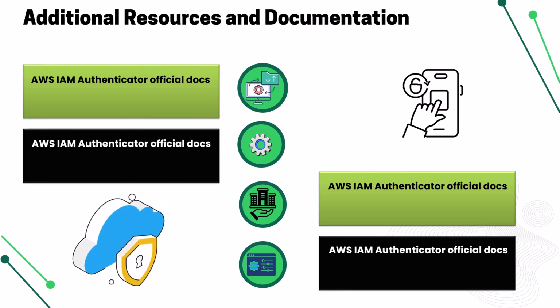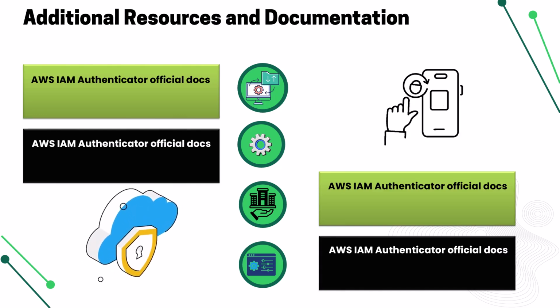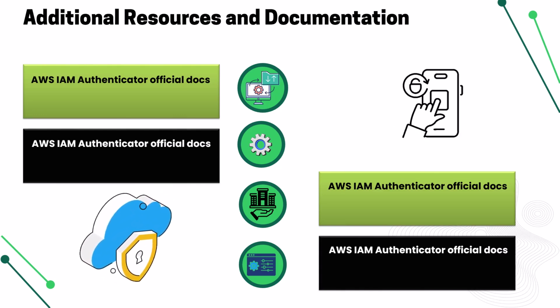Need more help? AWS IAM Authenticator official docs are your go-to guide. Kubernetes authentication guides will keep you on track. AWS security best practices, because security is never optional. And don't forget community forums, because sometimes the best advice comes from fellow techies.